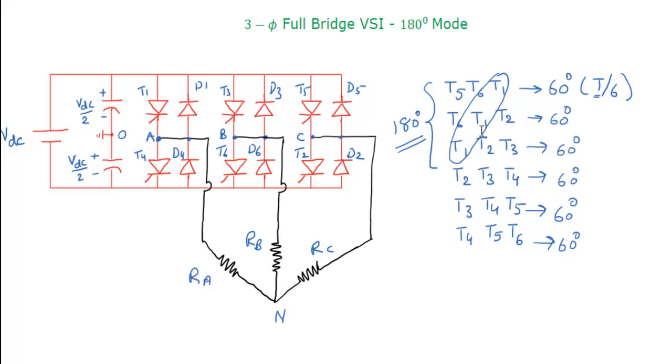So here we will take the 1-1-1 combination, how this inverter will be operated, and how the output will be, and all we will discuss. The first combination is T5, T6, T1. If I turn on T5, T6, T1, that means T1 is from the upper bank of the first leg, T5 is from the upper bank of the third leg, and T6 is from the lower bank of the thyristors.